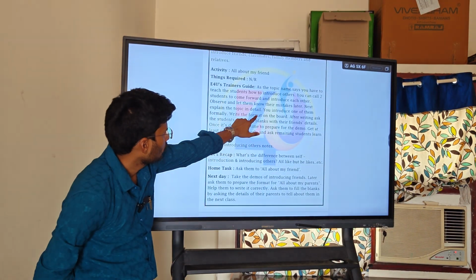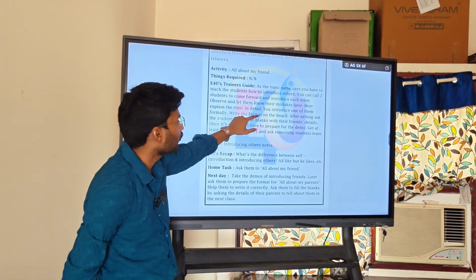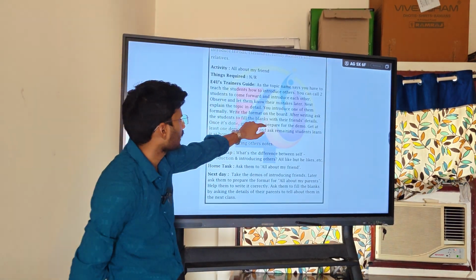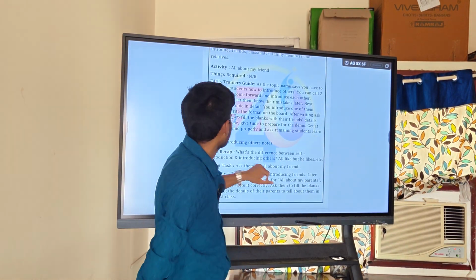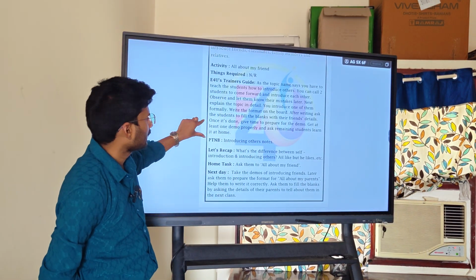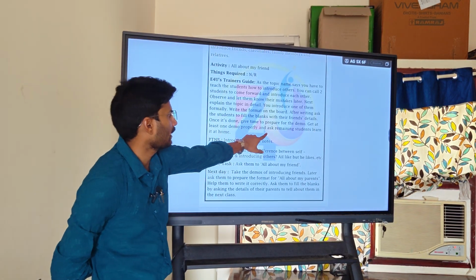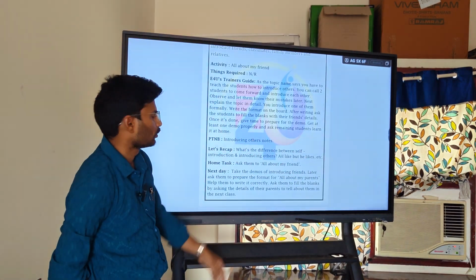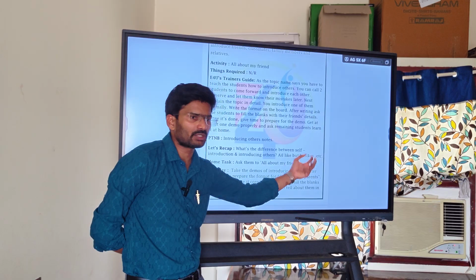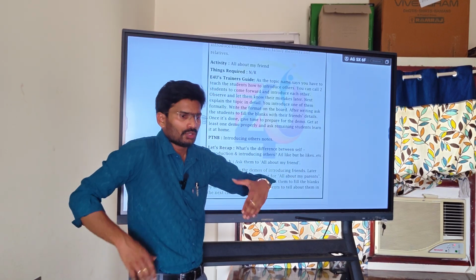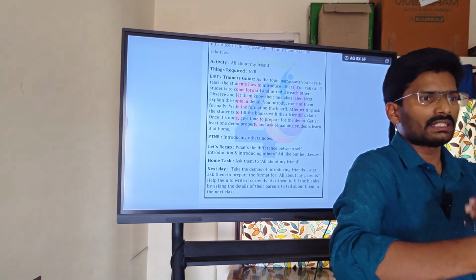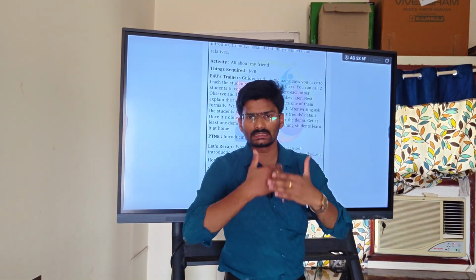So you introduce one of them formally and write the format on the board. After writing, ask the students to fill the blanks with their friends' details. Once it's done, give time to prepare for a demo. Get at least one demo done properly and the remaining to learn at home, so that the next day you can take the demos of introducing others, because 3 days are given, right? So if you teach something one day, the next day is for practice, and the next day for the performances. That's what the design is.